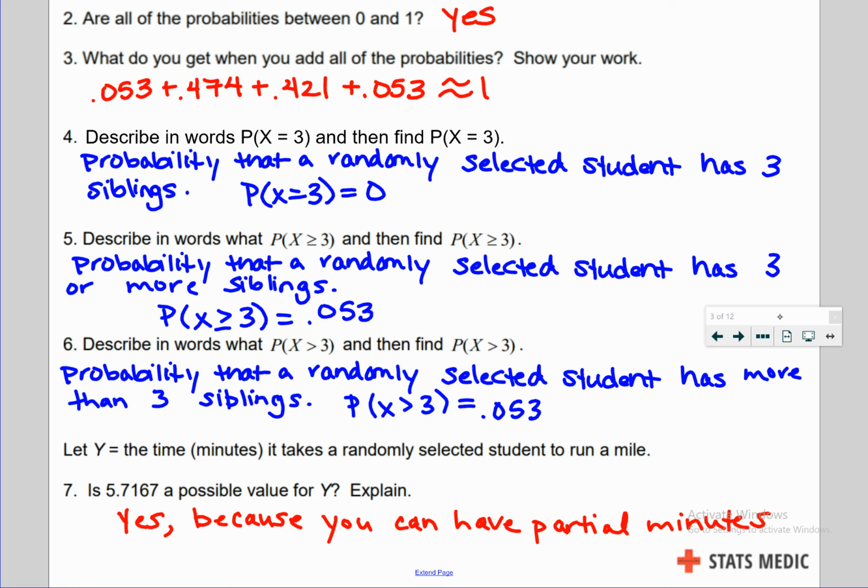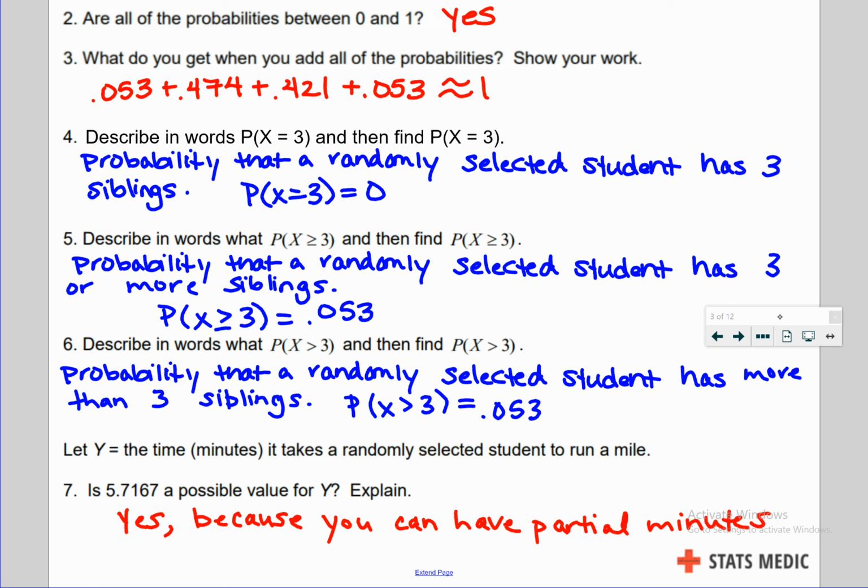In words, probability x equals 3 is the probability of a randomly selected student in the room that has exactly 3 siblings, and the probability in here is 0. If they have 3 or more siblings, that's what the greater than or equal to would be. That's 0.053, and then just greater than 3 is also 0.053 because 3 is 0.